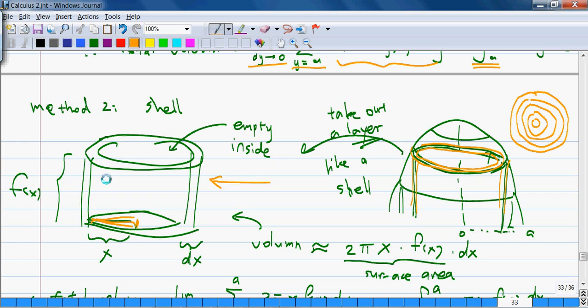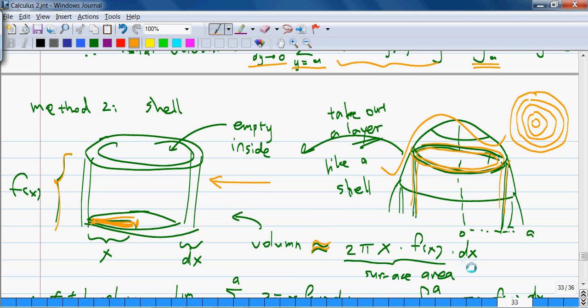But the height of this thing is changing because of the shape of the mountain. So if the mountain shape is different, then, suppose it's like this, the height of the shell is changing according to the height of the function. But the radius is always just x, so that's why we call this x, and the height f of x. And the volume of each small thing is approximate. Note that here it is an approximation, so it's not exact, but you can approximate it.